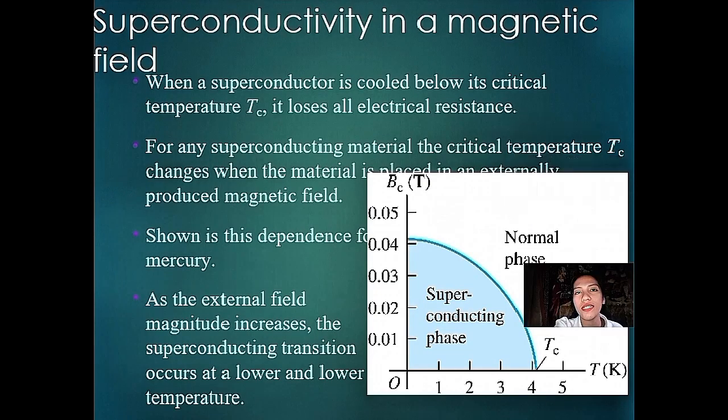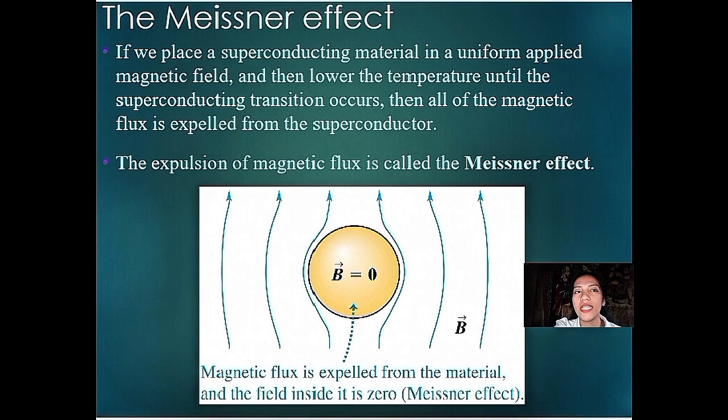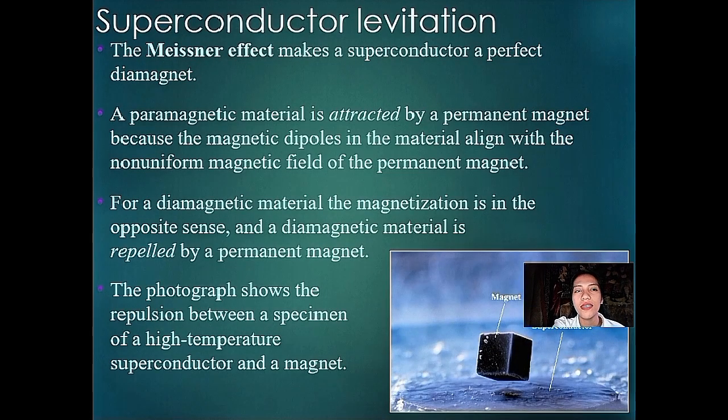Next is superconductivity and the Meissner effect. Superconductors lose all electrical resistance below a critical temperature. The Meissner effect occurs when a superconductor expels magnetic fields from its interior. This makes superconductors perfect diamagnets and allows phenomena such as magnetic levitation.